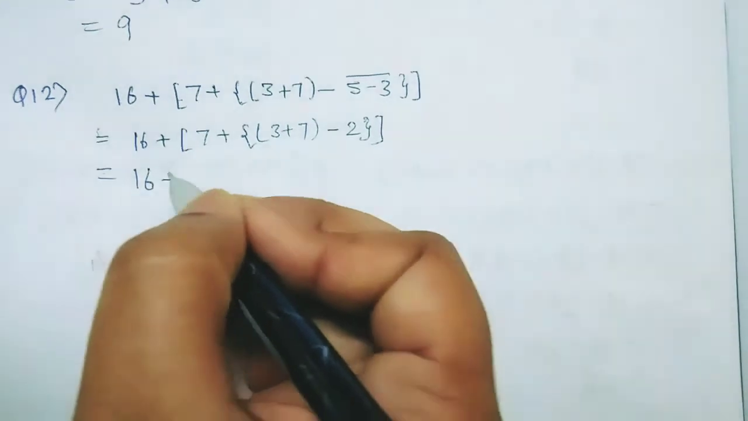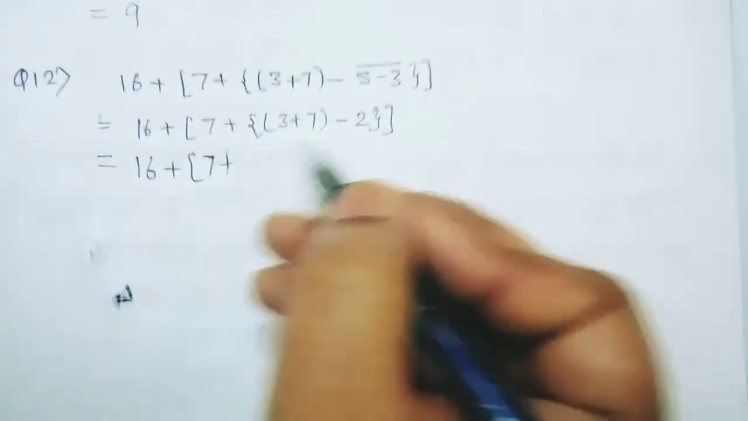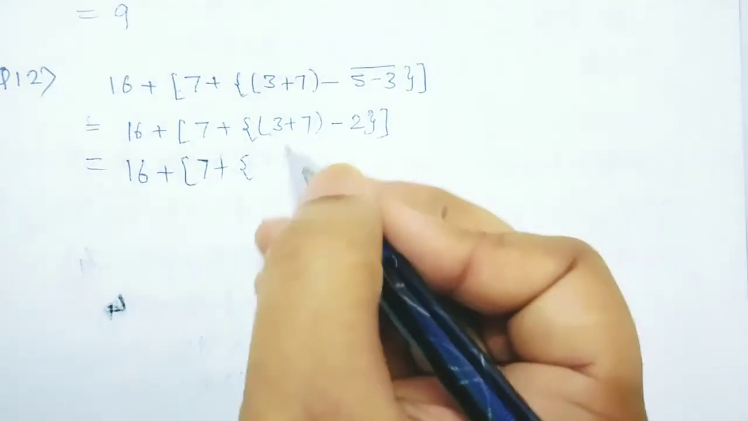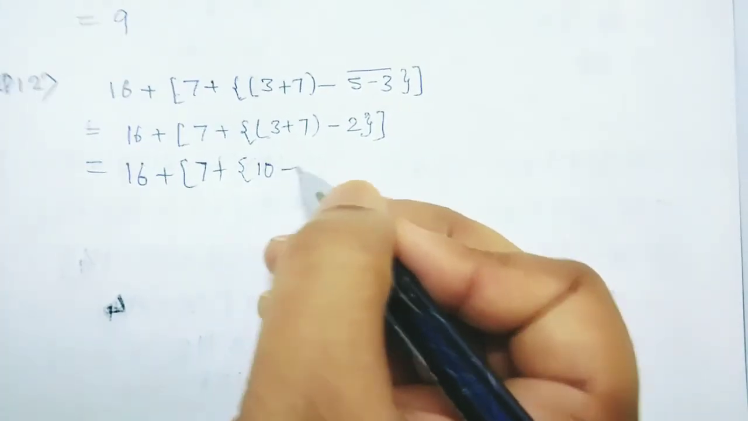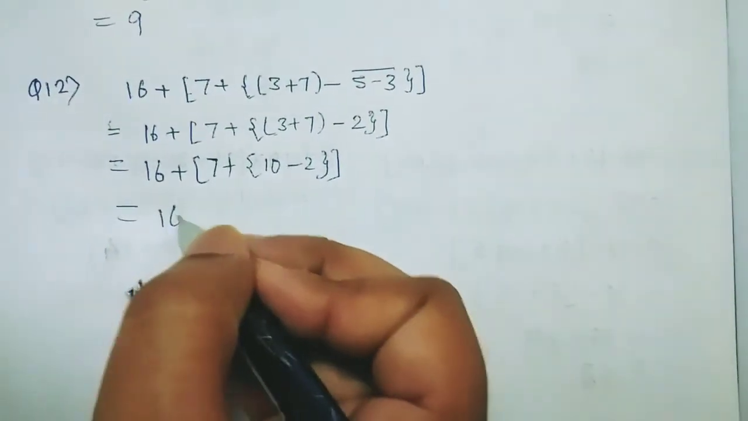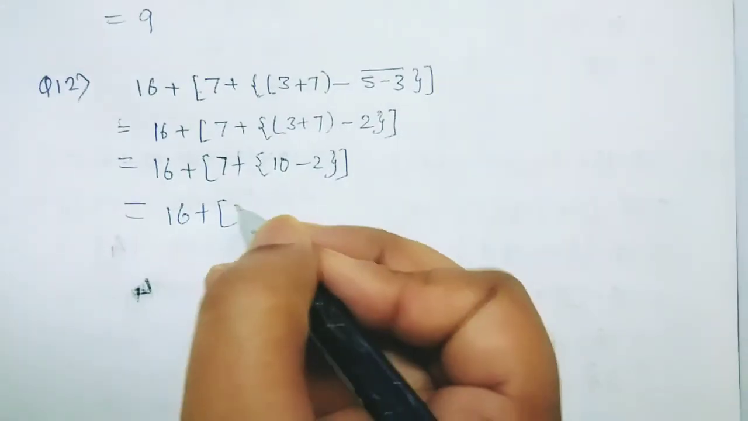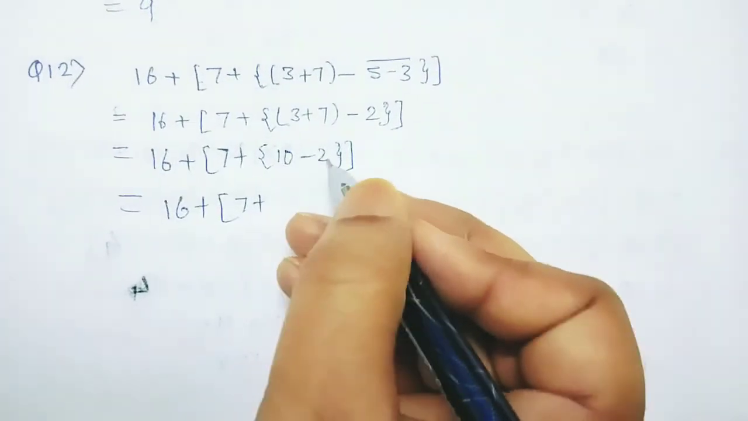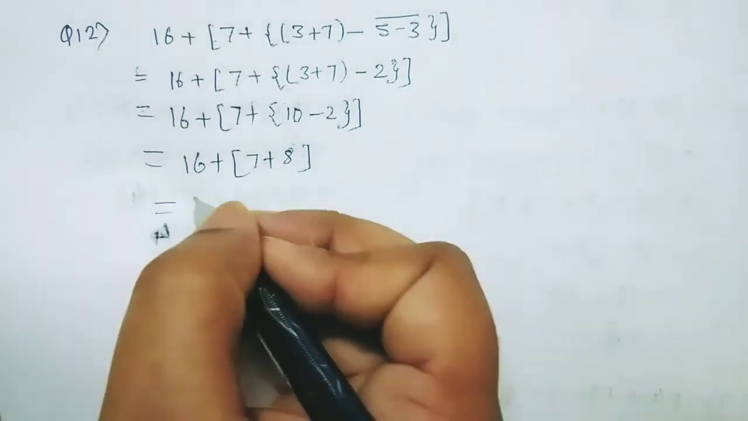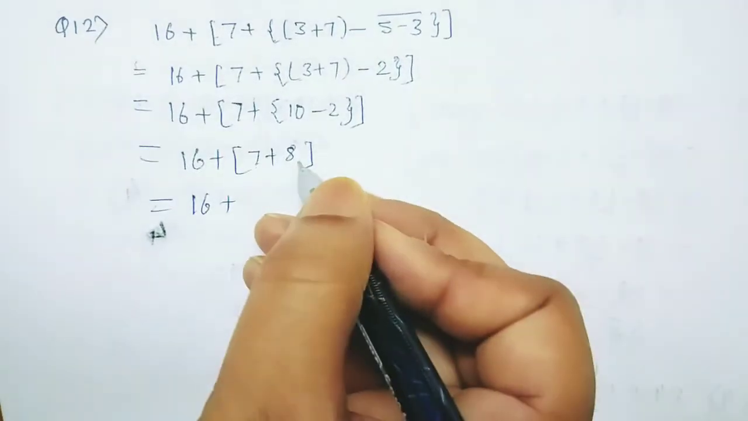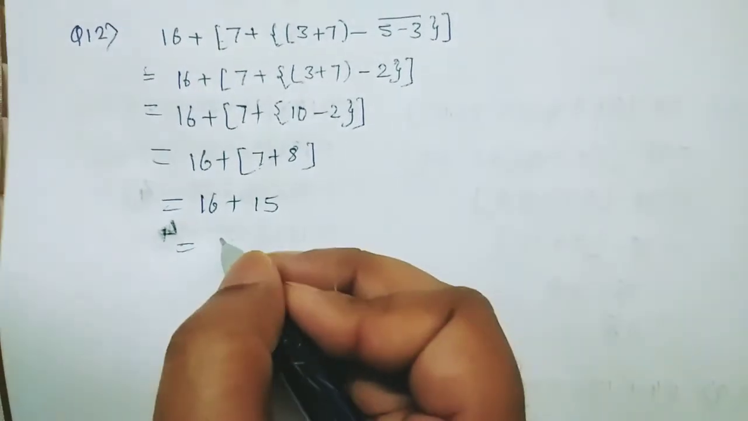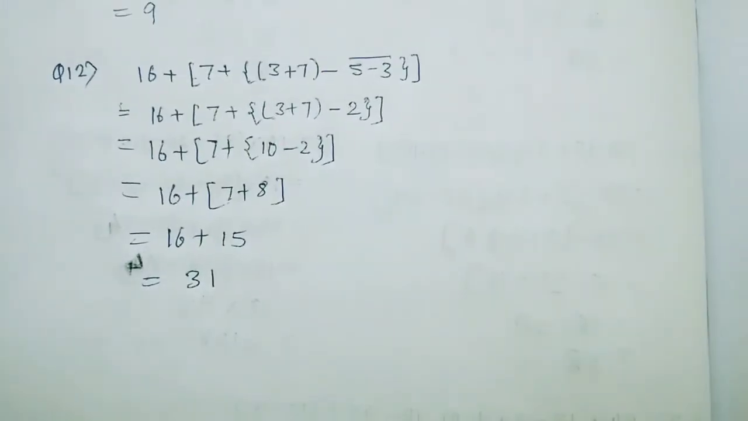Now this curly bracket, then close the big bracket. Then 16 plus 7 plus, now we'll solve this small bracket. So 3 plus 7 is what? 10. Right, here 10 minus 2. This is this curly bracket. Now 16 plus, now solve this curly bracket, 10 minus 2. 10 minus 2 is 8. Right? Now 16 plus 7 plus 8. 7 plus 8 is 15. So 16 plus 15 is 31. So this is our final answer.